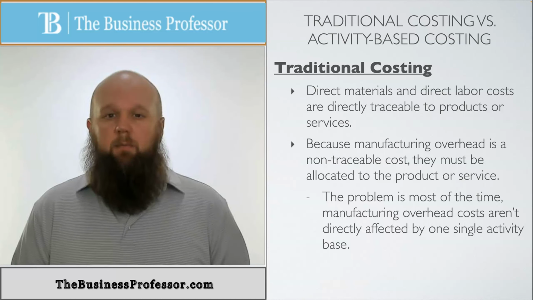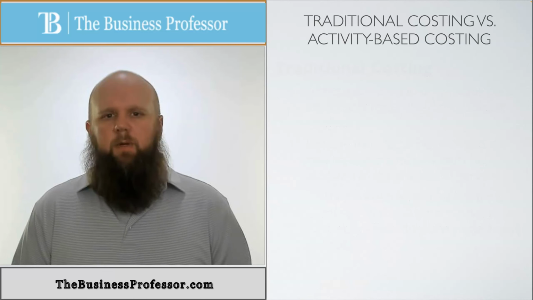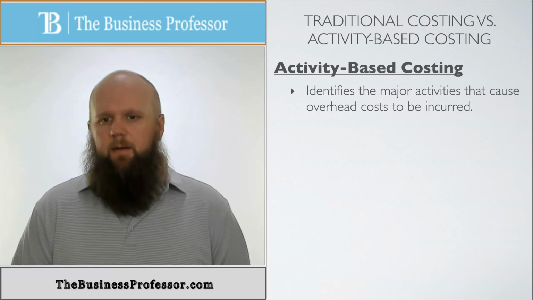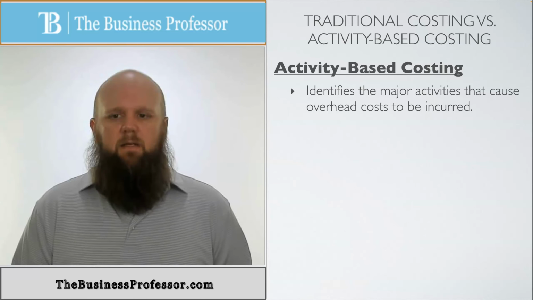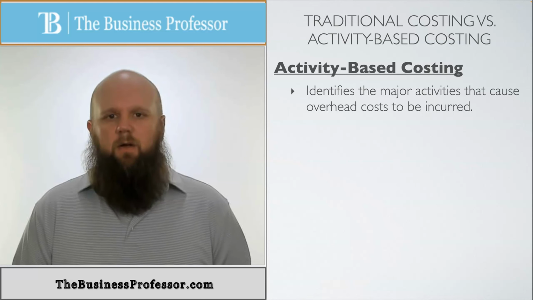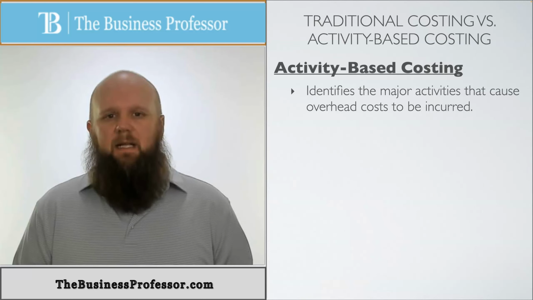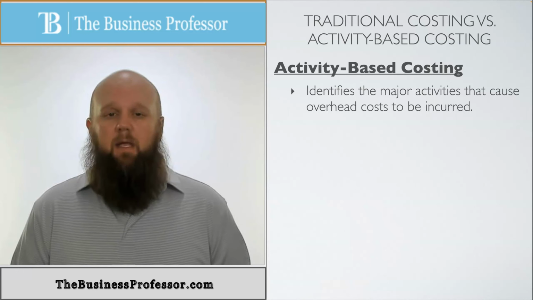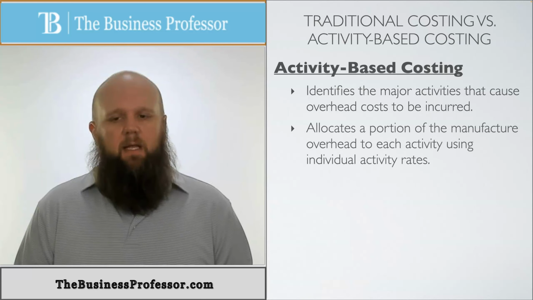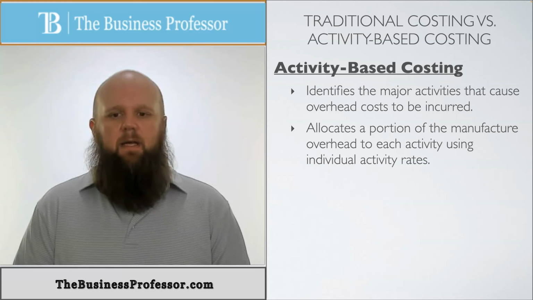So how do we get past this? How do we do something a little bit more accurate? Well, the alternative would be what's called an activity-based costing method. And this identifies major activities that cause overhead costs to be incurred. What we're doing is, instead of lumping them all together and saying these are all going to be distributed through this one single base that sometimes doesn't have any effect on the cost, we're going to actually break them down into activities, and each activity is going to have their own cost base, making it more accurate. So this allocates a portion of the manufacturing overhead to each activity using individual activity rates.